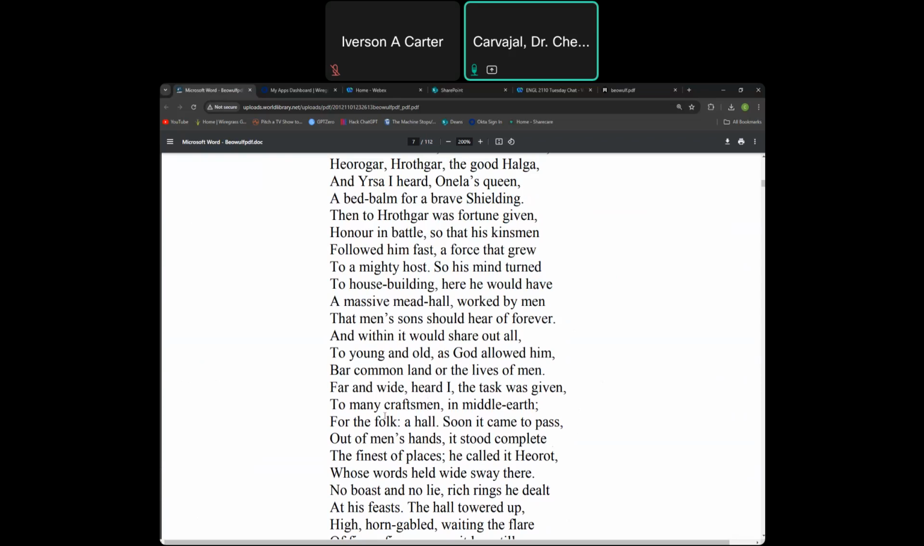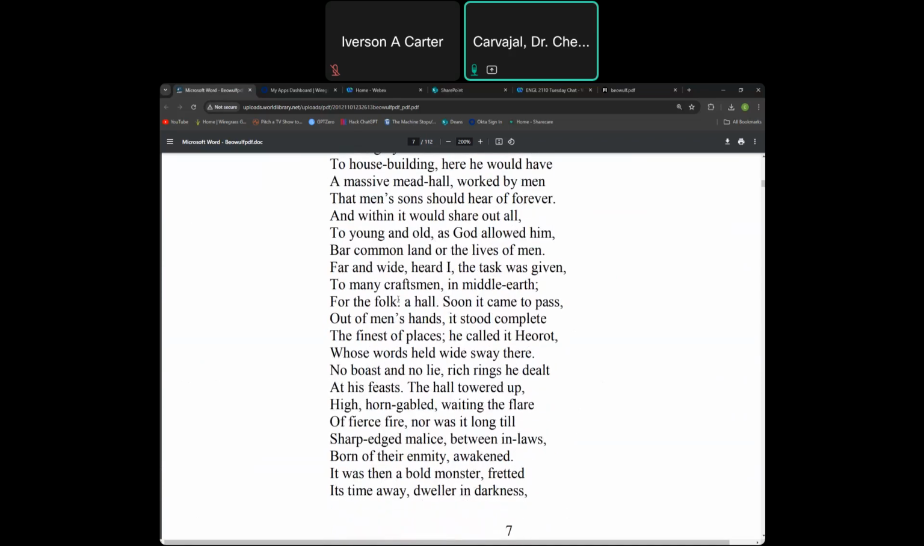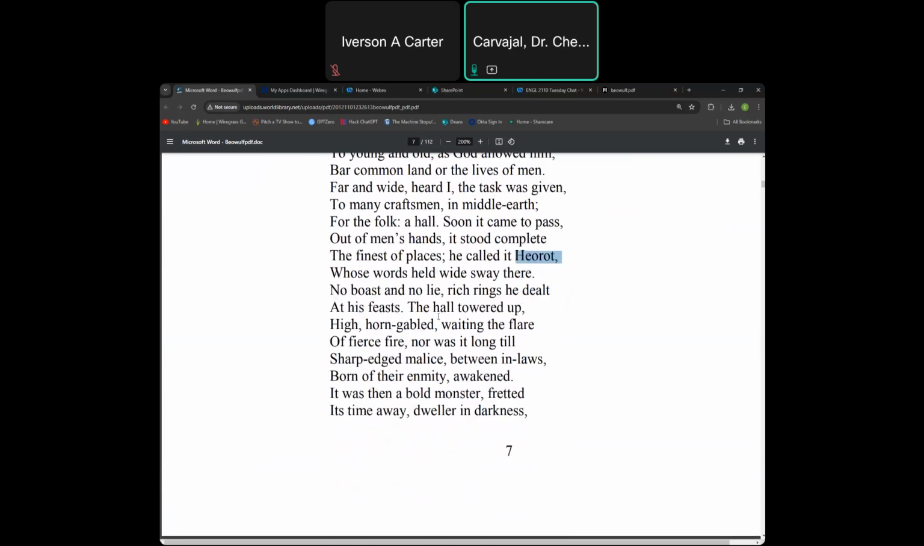So they build the hall. "Soon it came to pass, out of men's hands, it stood complete." Ta-da! It took a while for many craftsmen to build it, but then they did it, and they called it Heorot. And it was really awesome because then they got to go in there. The hall was beautiful. It had high ceilings, and everybody was friendly. They all had a good time.